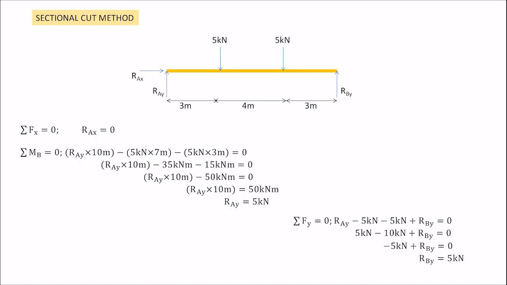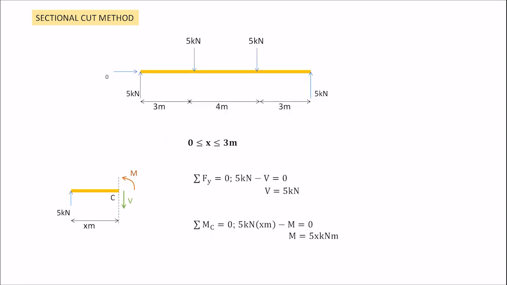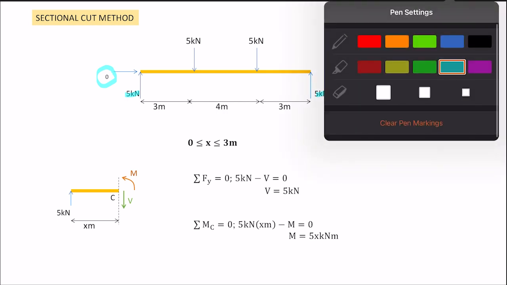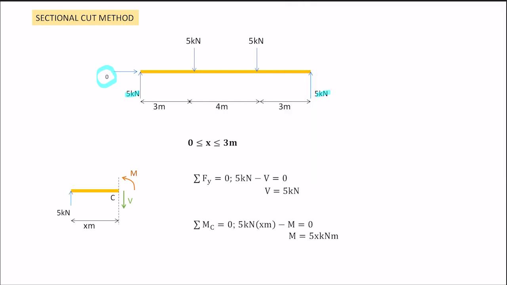For the sectional cut method, the way that you find the reactions is the same, because either way you need to get the reactions first: RAX, RAY, RBY. Okay, this one I will skip because we already got the reactions in our previous graphical method. You have RAX, RAY, and RBY. In the sectional cut method, you have to cut the beam into sections. That's why it's called the sectional cut method. Where exactly do you cut it?